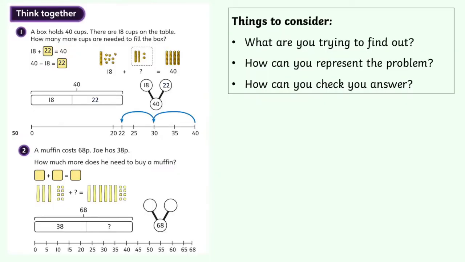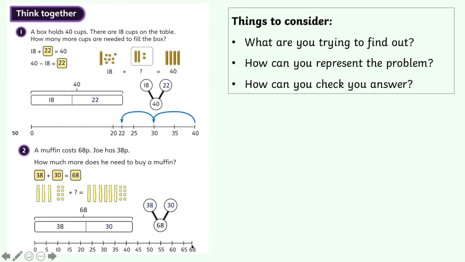Have you had a go? Let's think about the answer. To start off with, let's see how we can represent the problem. The muffin costs 68p altogether, and Joe has got 38p, so that's one of the parts. You can see that our calculation then becomes 38 add something equals 68. Or we can show it in a bar model or a part whole model. And we're looking for this missing part, which is 30. 38 add 30 equals 68. And you can see we've filled out the part whole model.